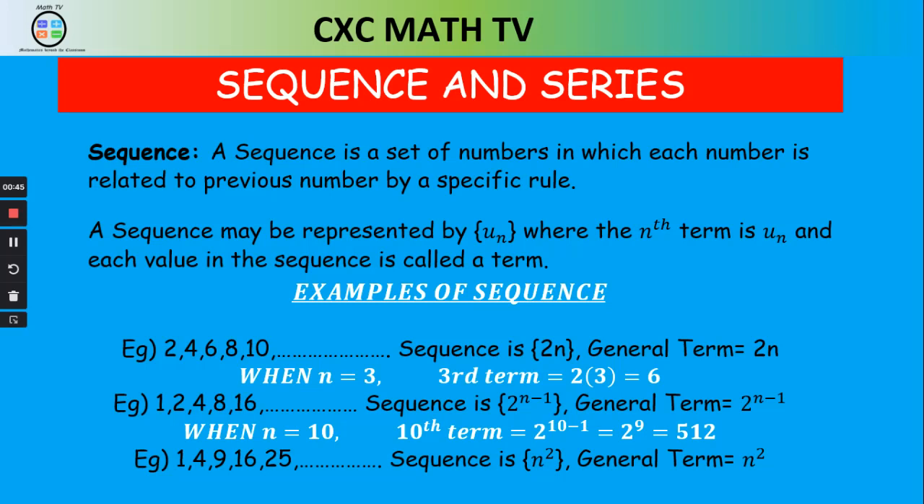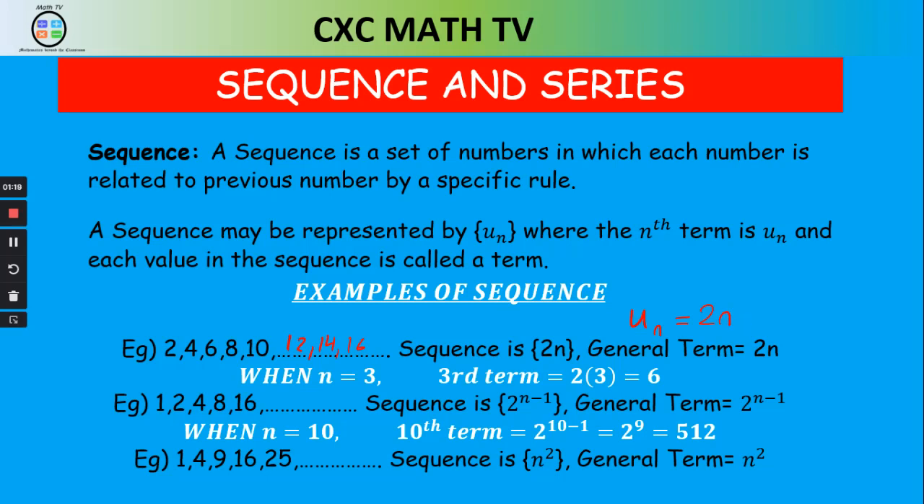A sequence is just a set of numbers that obey a particular rule. Each number is related to the previous number by a specific rule. For example, 2, 4, 6, 8, 10. Everyone can identify the sequence. If I ask you what would be next, you tell me 12, then 14, and 16. So the sequence is 2n. Typically they use un to represent the sequence.